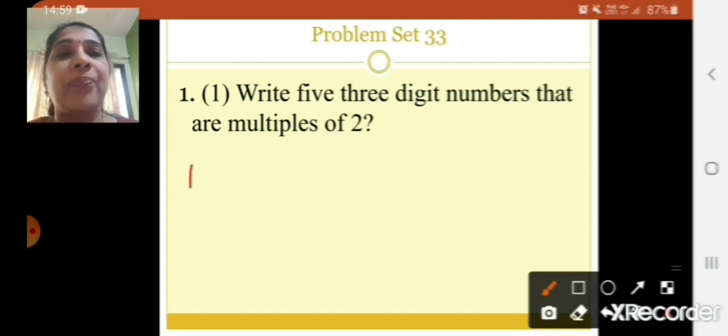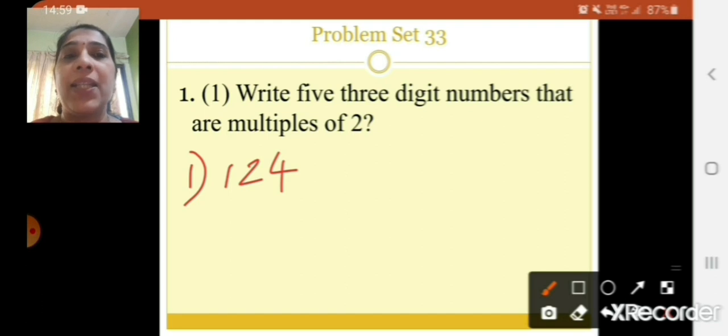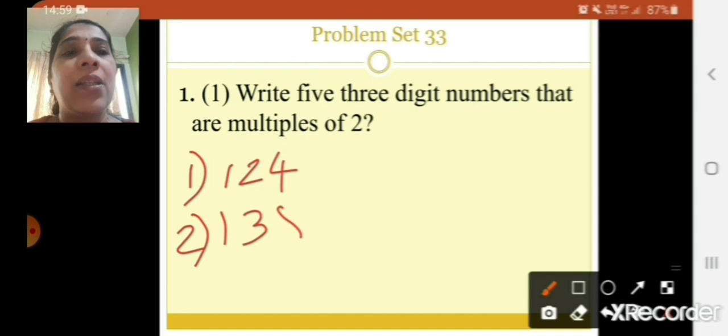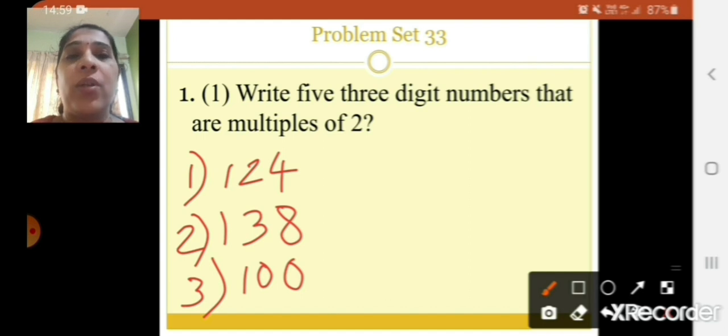So if I take the first number, now it is a 3-digit number, I will write 124, right? 4 is there in the units place, so it is divisible by 2. Now next number I will take, you can take any number, children. Only remember that in the units place it should be 0, 2, 4, 6, 8. So it's not necessary that you write whatever numbers I am telling. Now I'll take 138, right? Then third number, I'll make it 100, right? So 0, 8, 4 is there in the units place.